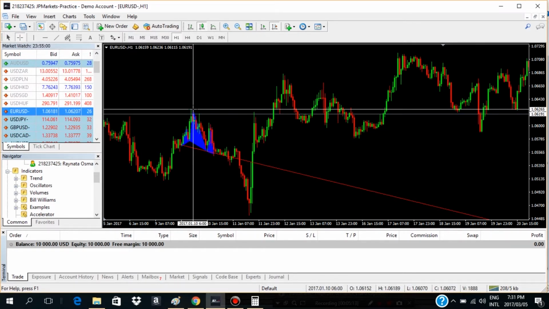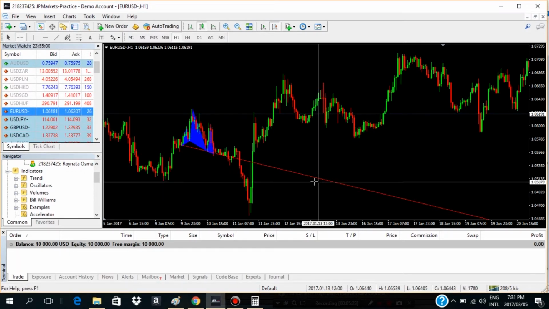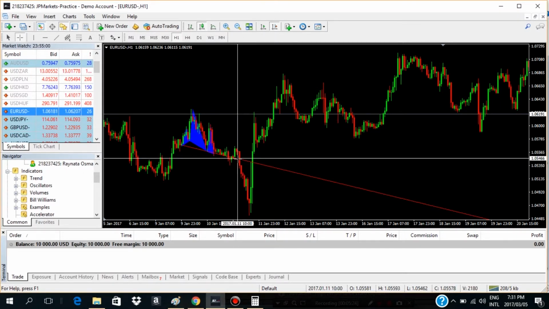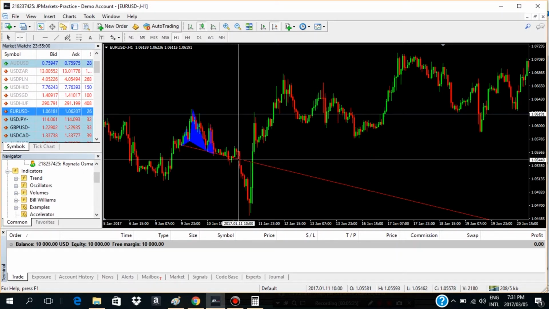But let's see if it breaks out by 50%. So that's 642. So that's 321. From your neckline all the way to the bottom, it definitely gives you your 50%.